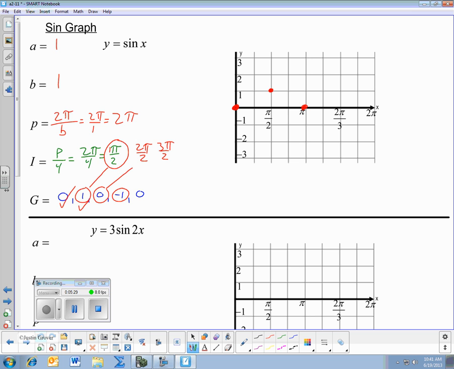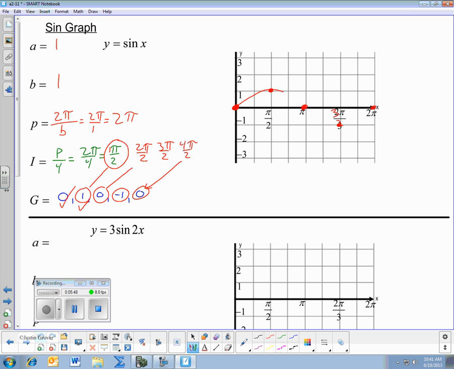This is labeled wrong here. That's supposed to be 3 pi over 2, not 2 pi over 3. You know, our 270 mark. And then at 4 pi over 2, you have the last one is 0. And 4 pi over 2 is the same thing as 2 pi.